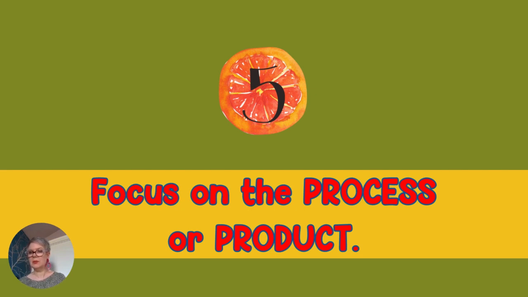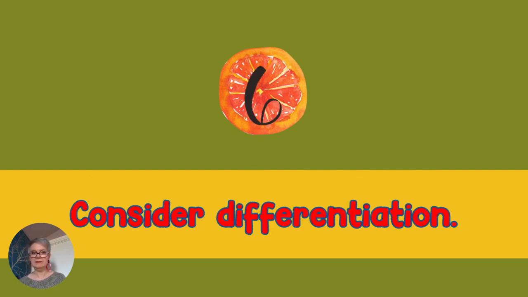5. Focus on the process or product. Decide whether your objective will focus on the process of learning, so stuff like critical thinking or problem solving, or the product of learning, so a completed writing task, a page of completed addition problems, etc. I'll explain more about this later in the video. But focusing on this will help clarify the intended outcome of the activity. 6. Consider differentiation.